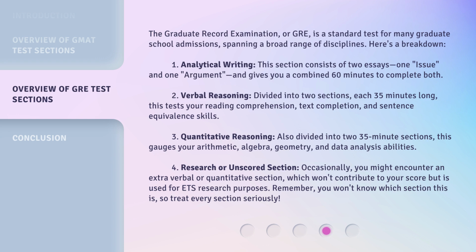Divided into 2 sections, each 35 minutes long. This tests your reading comprehension, text completion, and sentence equivalence skills. 3. Quantitative Reasoning. Also divided into 2 35-minute sections. This gauges your arithmetic, algebra, geometry, and data analysis abilities.